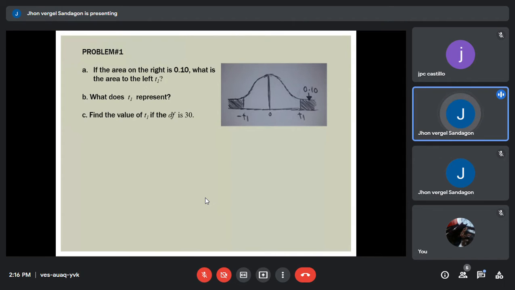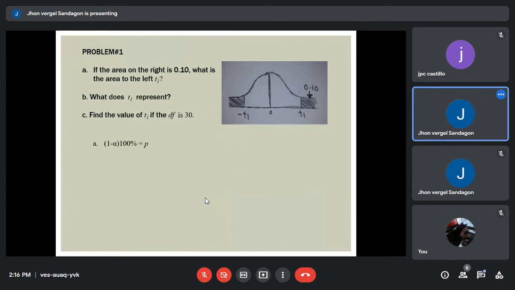So, let's first identify the area to the left of T1. We all know that the total area under the t-distribution is equal to 1. So, we're just going to subtract the area to the right, which is 0.10, from 1. And it will give us the formula: 1 minus A times 100% is equal to P. So let's substitute 0.10 for A. 1 minus 0.10 is equal to 0.90 times 100%.